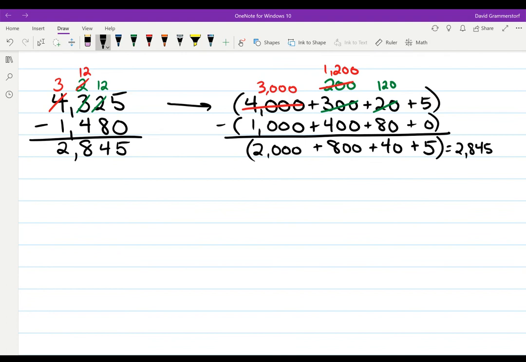Same answer. Okay, boys and girls, I hope this was helpful in trying to make sense of why regrouping works and trying to understand the math behind regrouping.